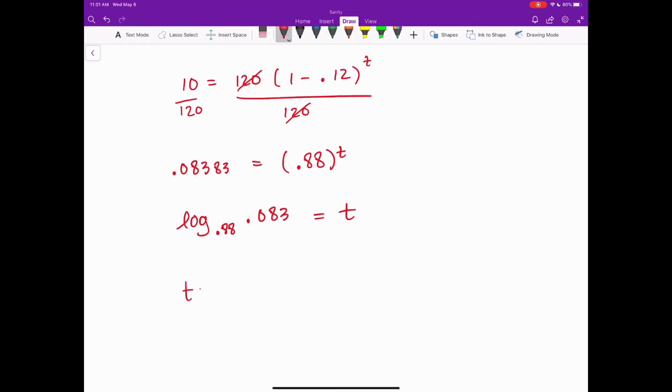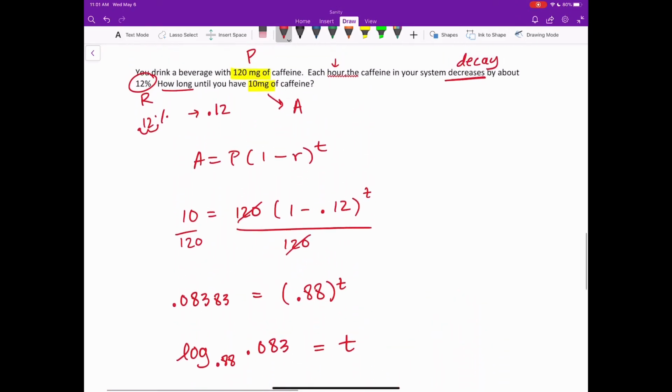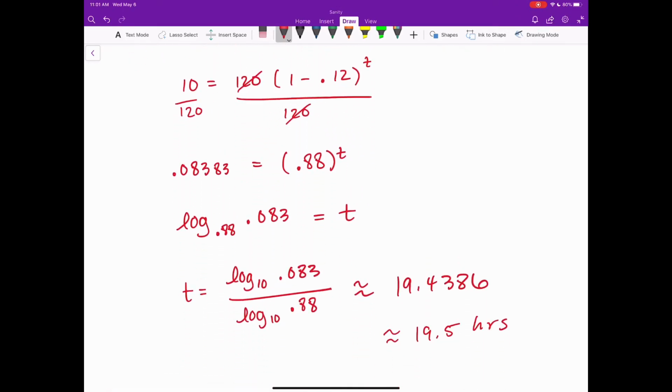And then again, using your change of base formula to evaluate that out, let's pick a new base of 10 so we can use our calculators. Log base 10 of 0.083 divided by log base 10 of 0.88. And that evaluates down to about 19.4386. And so I said, all right, roughly 19 and a half hours, and then you will only have 10 milligrams of caffeine left. Alrighty.